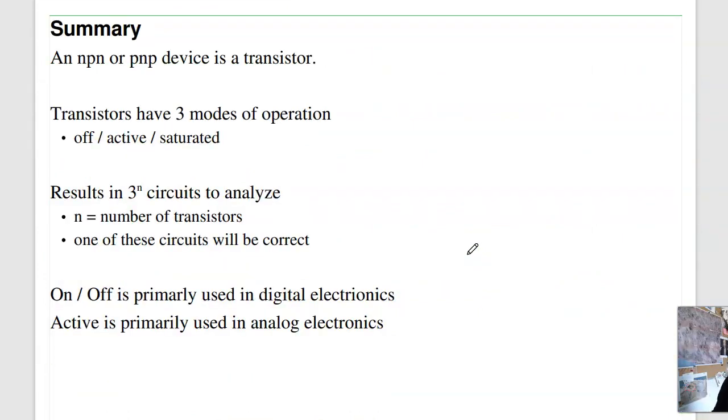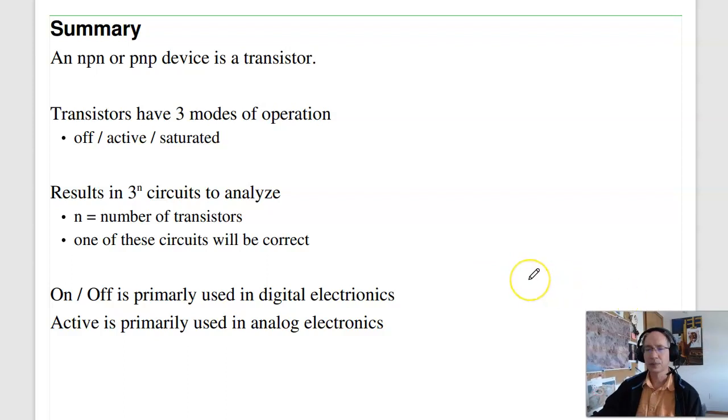So in summary, transistors can either be NPN or PNP devices. They have 3 modes of operation. They can be off, active, or saturated. It results in 3 to the n different circuits to analyze. One of those 3 to the n will be correct, which is kind of annoying. Typically, the transistors will either be off or on in digital electronics. They'll typically be active in analog electronics. And that's lecture number 11 for ECE 320.